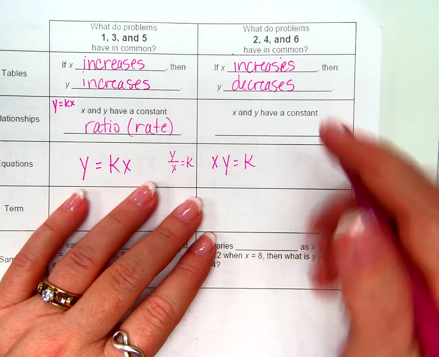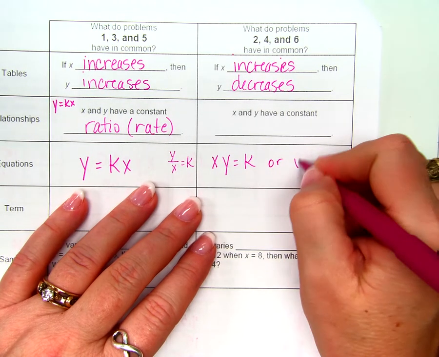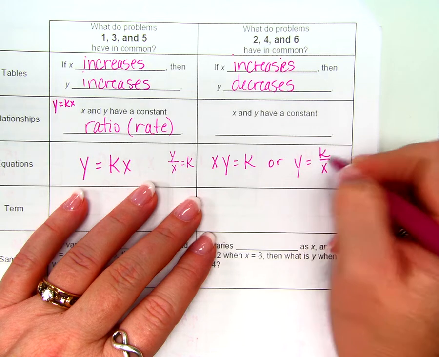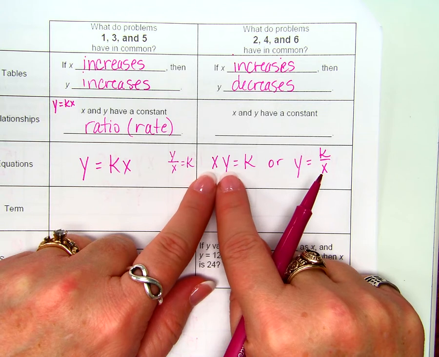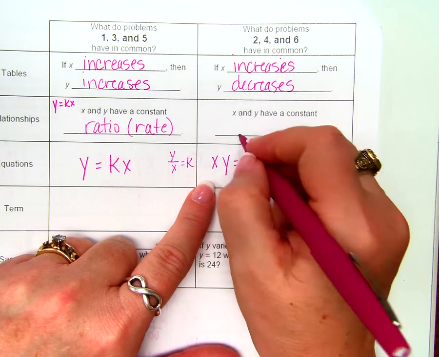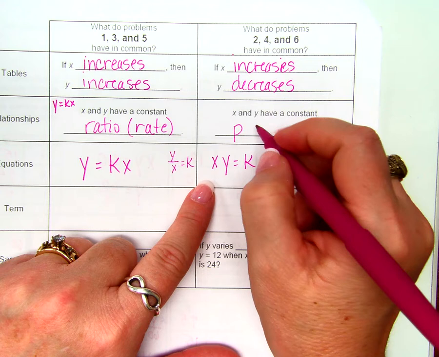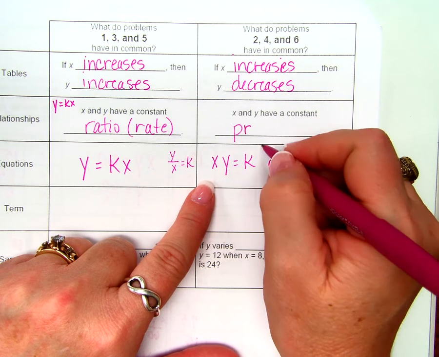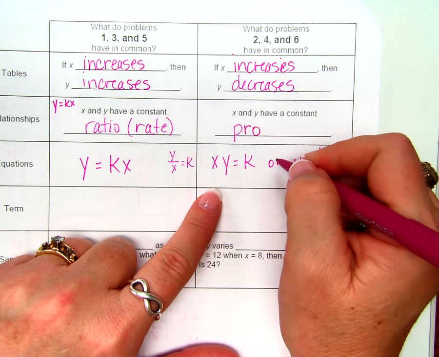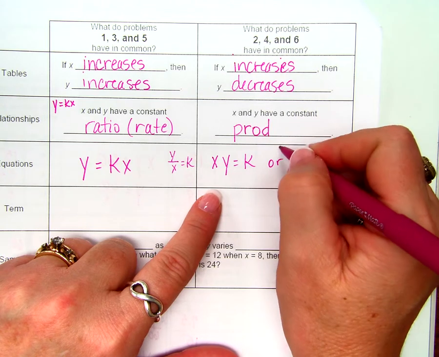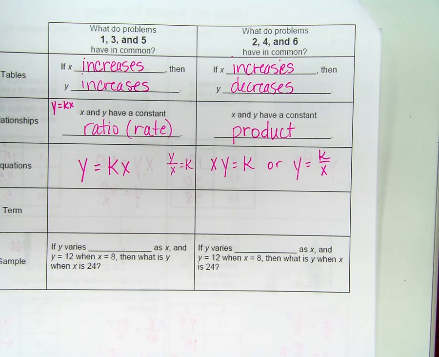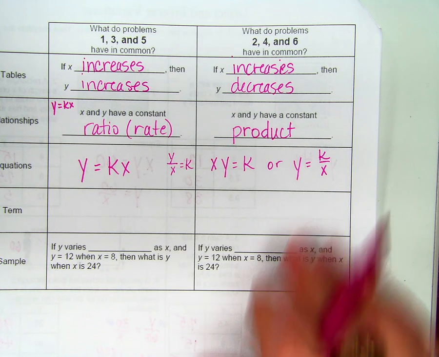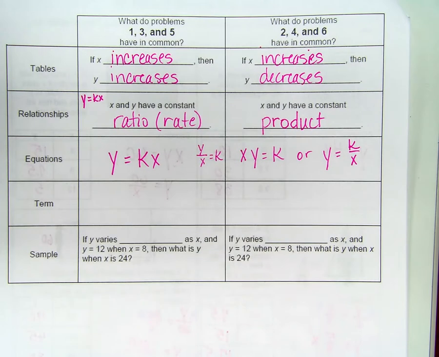xy equals k, or y equals k over x, right? Okay, so if we're looking at this one, what are x and y doing to each other? Multiplying, so they have a constant. That's an English word. Product. Okay? They're multiplying, that's a constant product. You okay with that? Participle was a close guess, though. Okay, turn it over and copy these down, and then we'll stay on this after you're done copying.